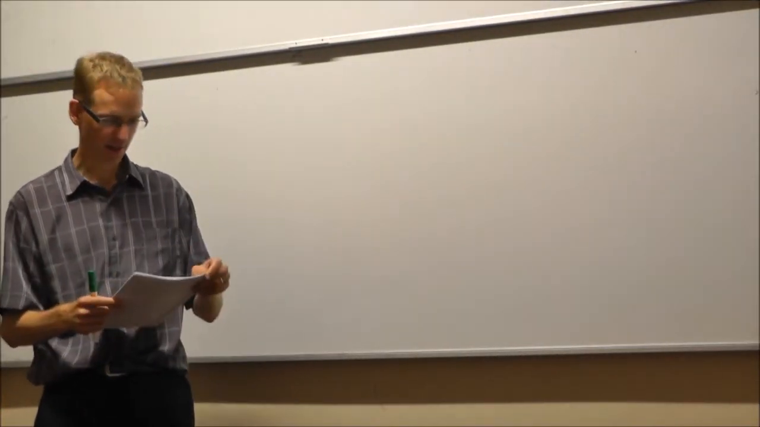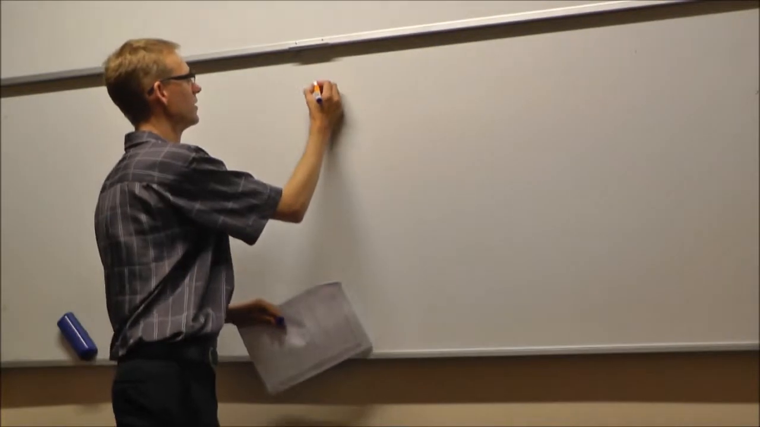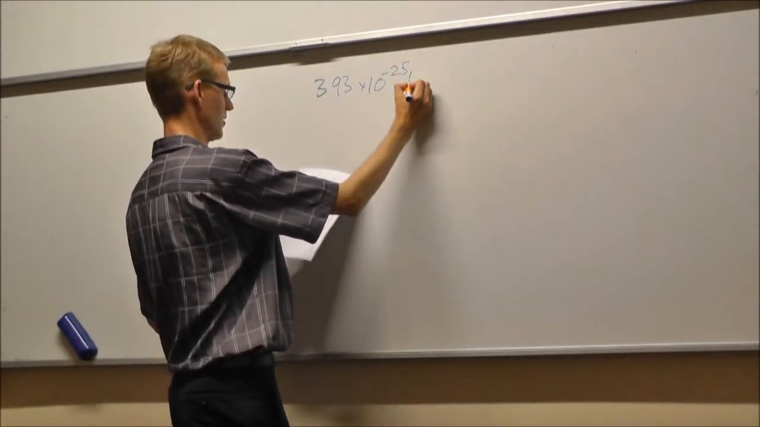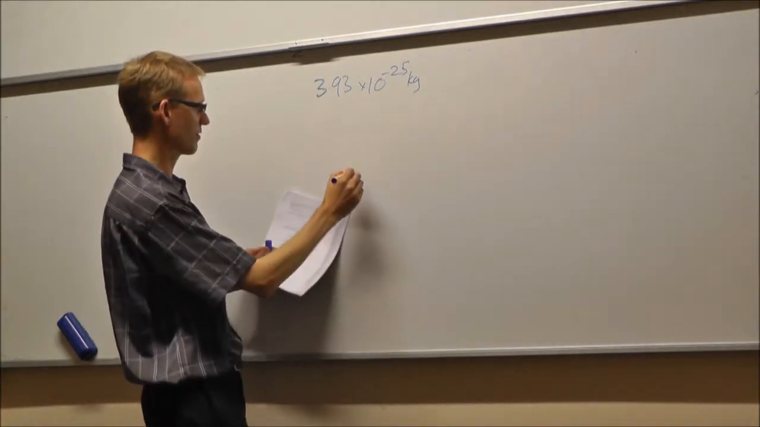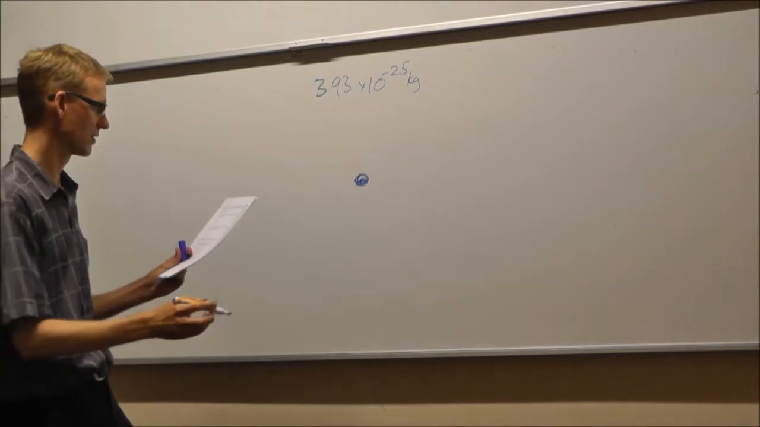Question 1, part B. A nucleus of mass 3.93 times 10 to the minus 25 kilograms. Let's use the blue pen. Is stationary with respect to the observer. Okay, there it is. Undergoes fission.